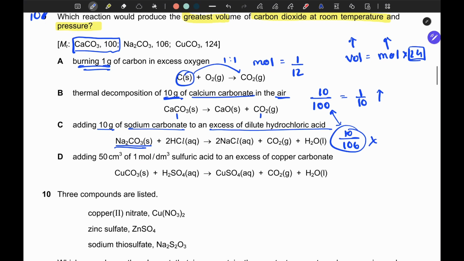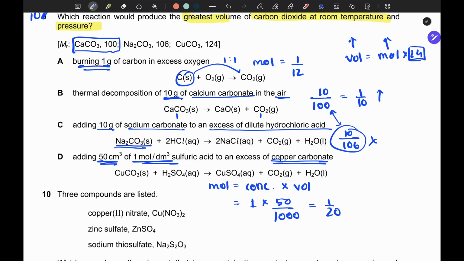And lastly, adding 50 cm cube of 1 mole per dm cube sulfuric acid to an excess of copper carbonate. We know that moles equals concentration times volume when it's a solution. So the concentration over here is 1 mole per dm cube, and the volume is 50 cm cube. Now since it's dm cube, we need to convert the cm cube, and that is done by dividing by 1000. So now if we simplify this, that's basically 50 by 1000. Again, it's going to be a quantity that's smaller than 1 by 10, because this simplifies to 1 by 20.